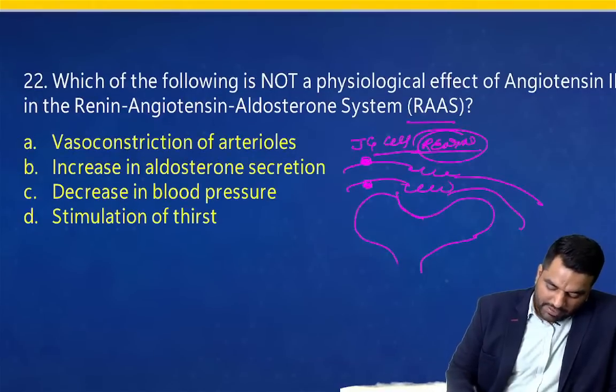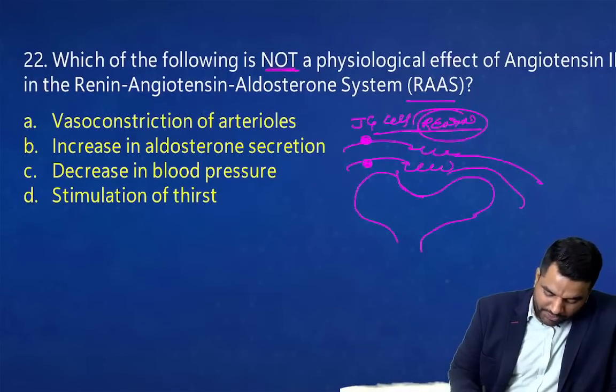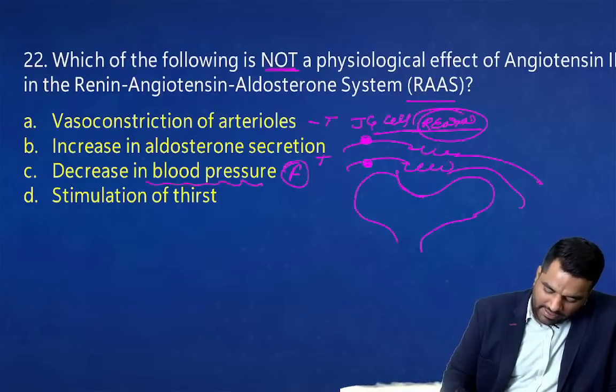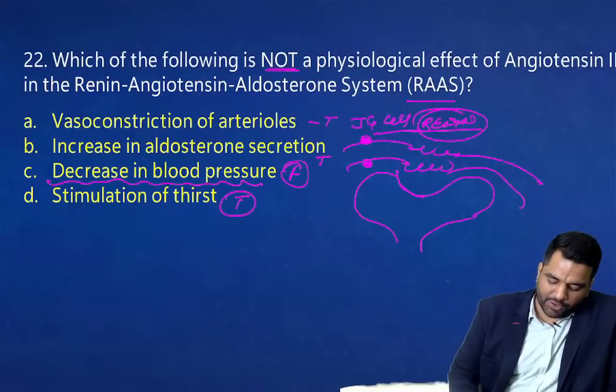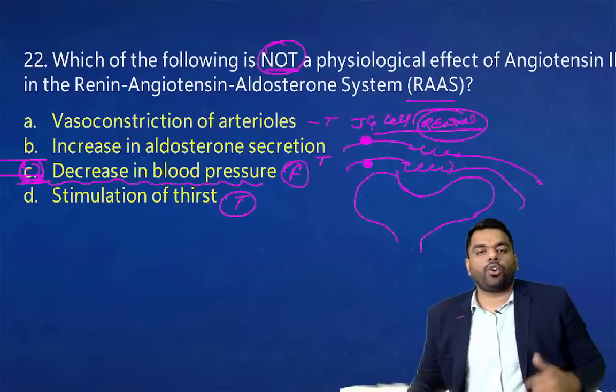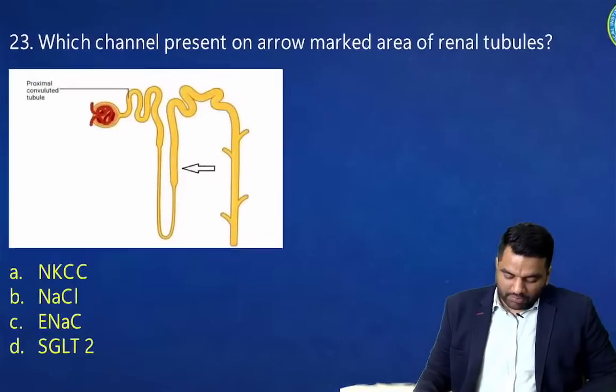So now please tell me, which is not a physiological effect of RAS. Vasoconstriction of arterioles, it is true. Increase in aldosterone secretion, it is true. And decrease in blood pressure, no beta, this is false. Basically it increases the blood pressure. And stimulation of thirst, yes, it is true. So the right answer of this question is C, as the question is asking for the not true option, right?